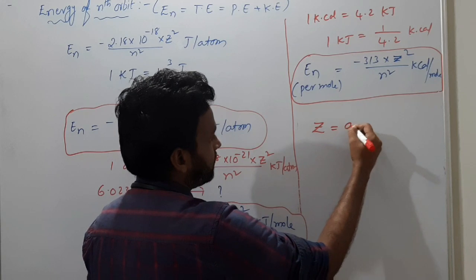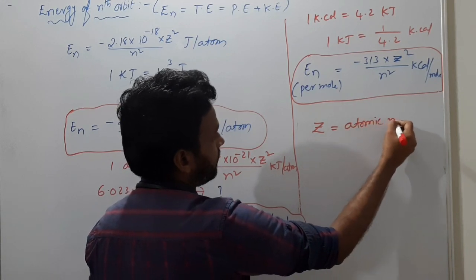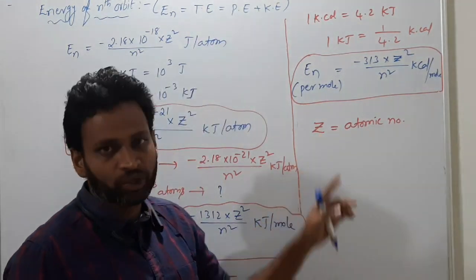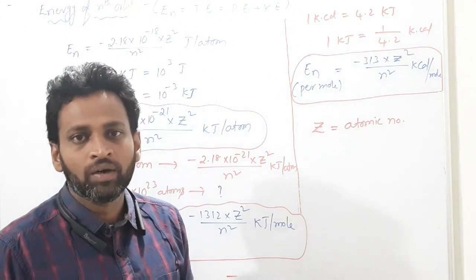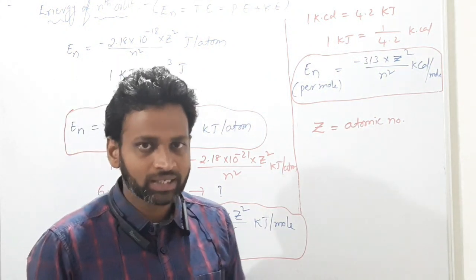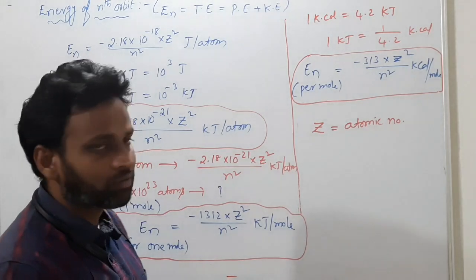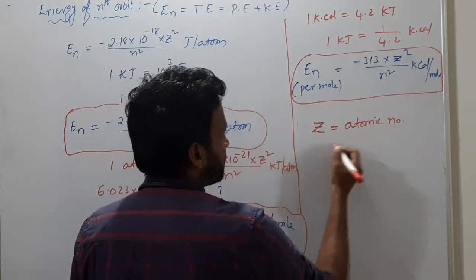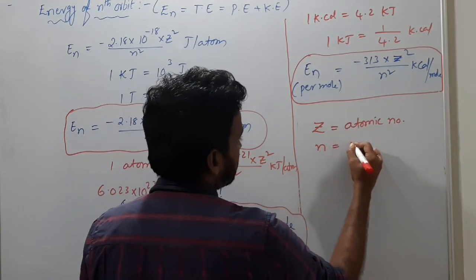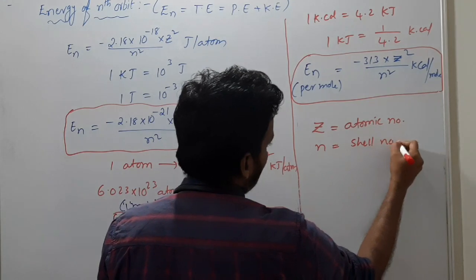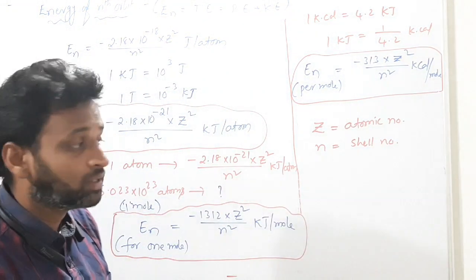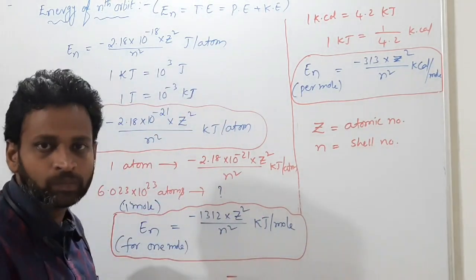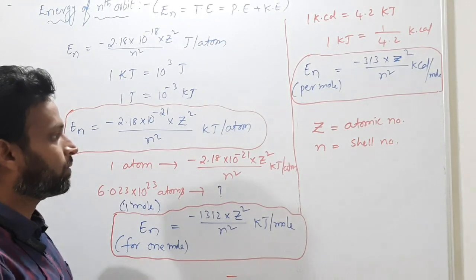One more time for clarity, again, don't ask me what is Z. Z is atomic number. For whatever atom you are calculating energy, they will give it in numerical, otherwise we cannot solve. For a ratio, they have no need to give; if they are asking for the energy ratio of 2 atoms, they have no need to give. Understand? So Z is atomic number and n is shell number. What is n? Shell number. What is Z? Atomic number. So these are all very important for us.